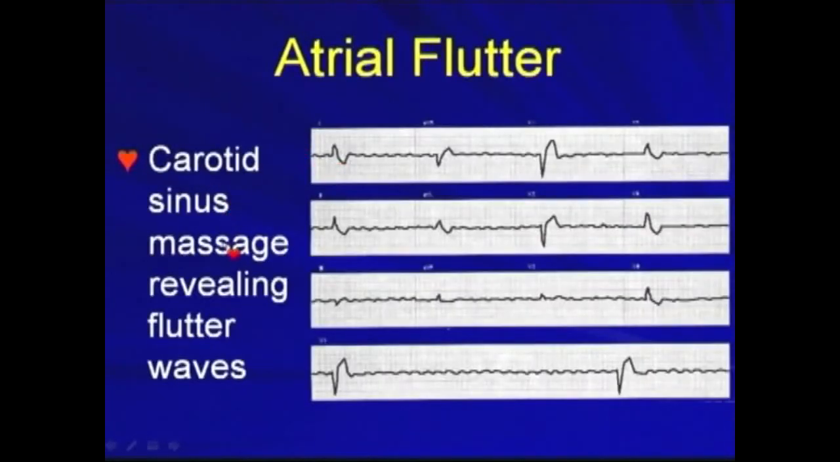Sometimes, if you do a carotid sinus massage, you can reveal the flutter waves in more detail. Shown here, if you do the carotid massage, the ventricular rate will become slower and slower because it increases the block in the AV node, so revealing the flutter waves more clearly.